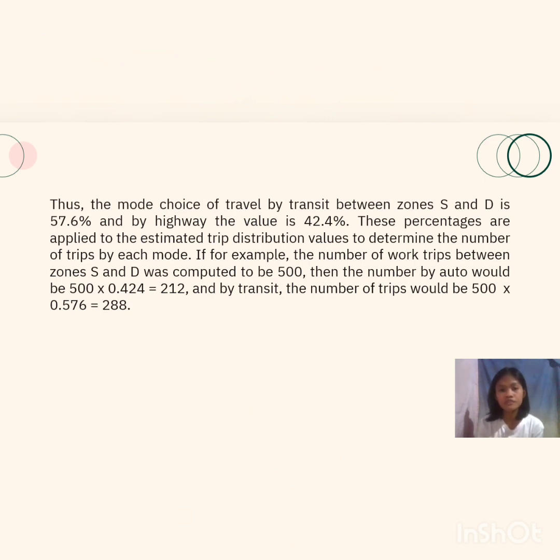Thus, the mode choice of travel by transit between zones S and D is 57.6%, and by highway, the value is 42.4%. These percentages are applied to the estimated trip distribution values to determine the number of trips by each mode. If, for example, the number of work trips between zones S and D was computed to be 500, then the number by auto will be 500 times 0.424, which is equal to 212. And by transit, the number of trips will be 500 times 0.576, which is equal to 288. That's all for the types of modal split.